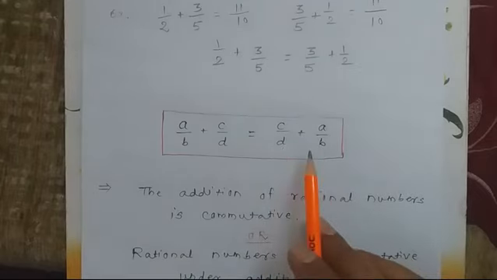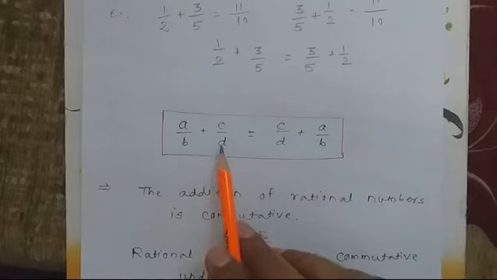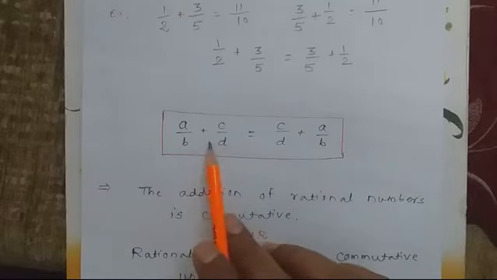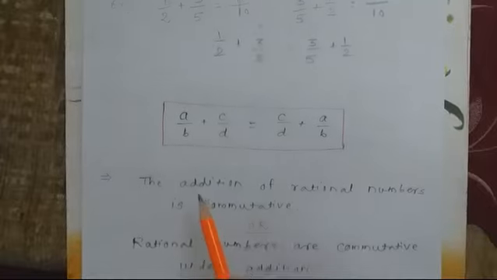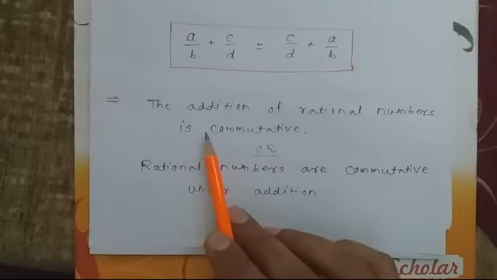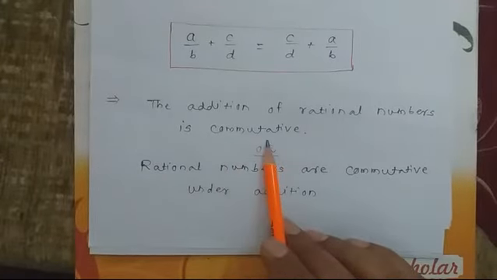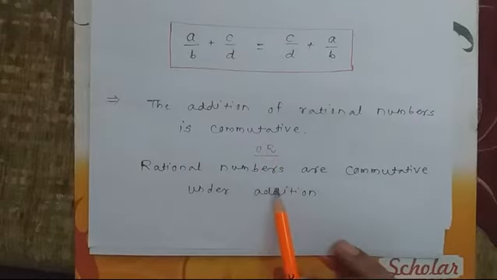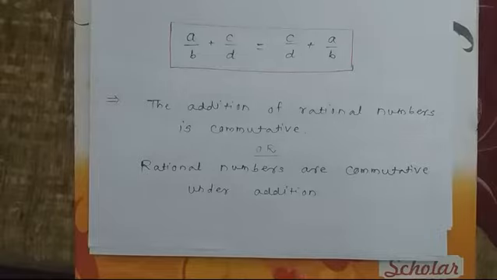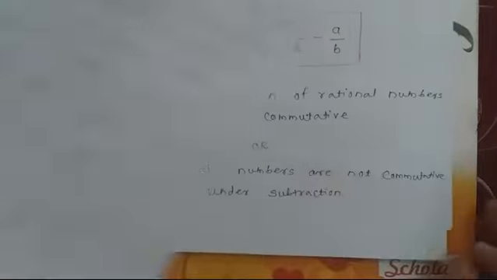Try to understand the application of this property. Its meaning is that at the time of addition, we can change the place of rational numbers or change their order as per our convenience. This is called the commutative property. So we have to remember this sentence: the addition of rational numbers is commutative, or in other words, rational numbers are commutative under addition. Now let's check this property for subtraction.